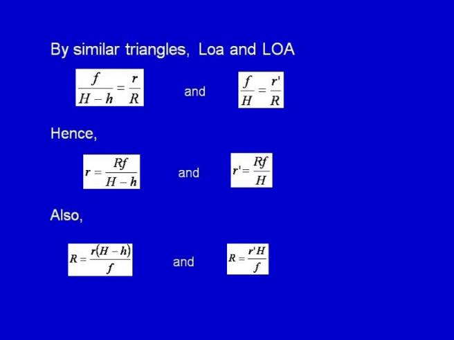And thus, using these equations, we can say that the relief displacement R is equal to capital R multiplied by f divided by (H − h_A), or in case of r dash, this would be capital R f over capital H, or we can say that R is equal to small r multiplied by (H − h) divided by f, or R could be equal to r dash capital H divided by f.